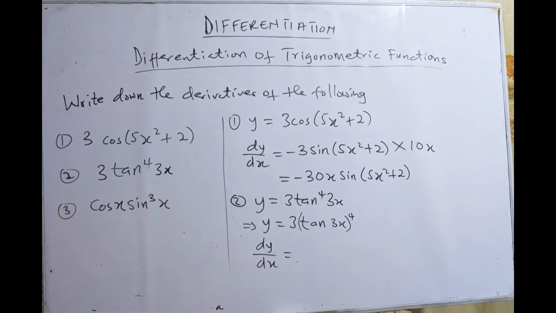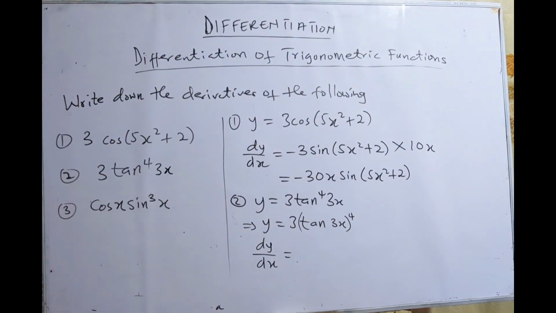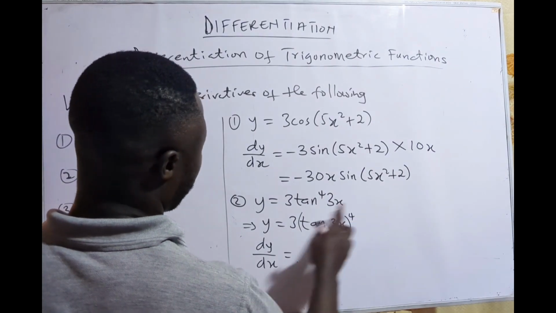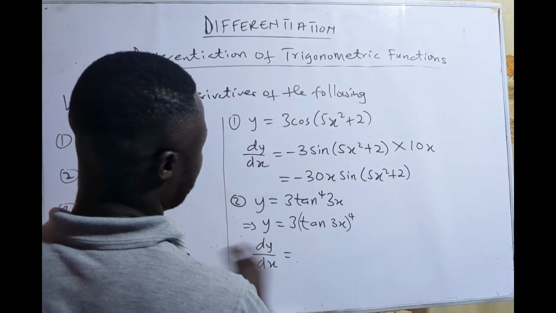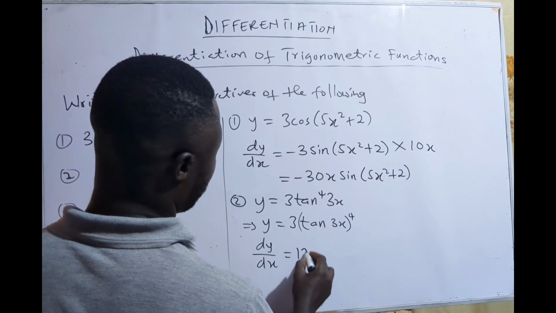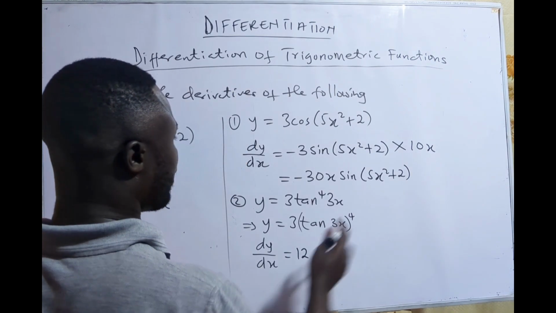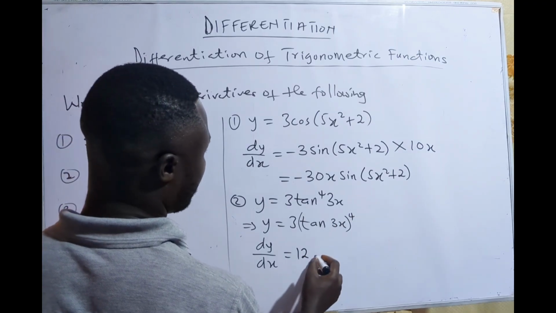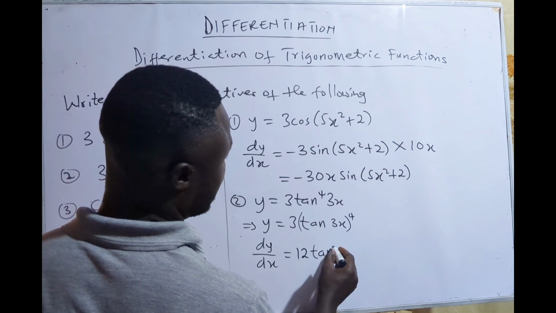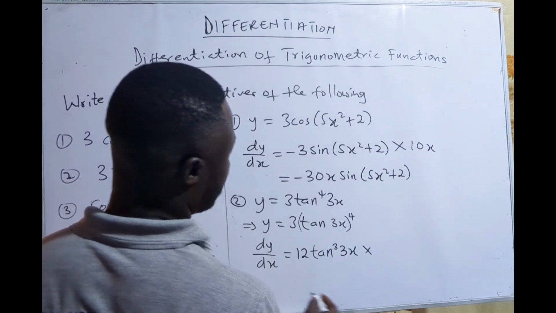Alright, so this is the same as 3 (tan 3x) to the exponent 4. So this is what you do. You are going to use the chain rule. You take the 4 here, multiply by the 3. 4 times 3 will give me what? That will give me 12. Then after that you subtract 1 from the exponent, so it will be 12 tan. When I subtract 1 from 4, that will be 3. So I write a 3 here, 12 tan^3 3x times.